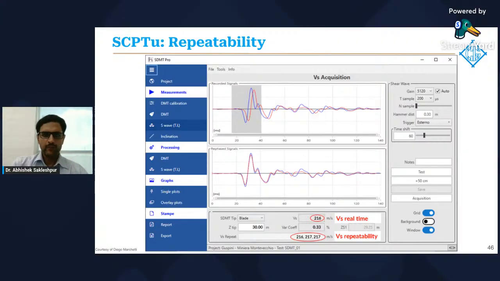And finally, the SCPTU is highly repeatable. And so this is an example where 3 different measurements of shear wave velocity were taken at the same depth of 30 meters. And we can note the values are very close to each other. So 216, 217, and 217 meters per second. So excellent repeatability in the data.